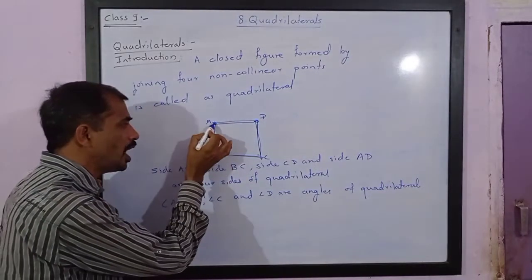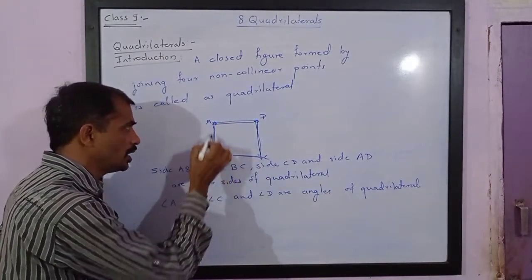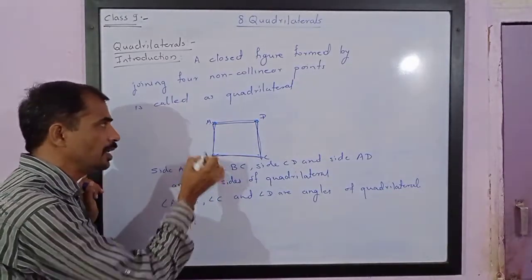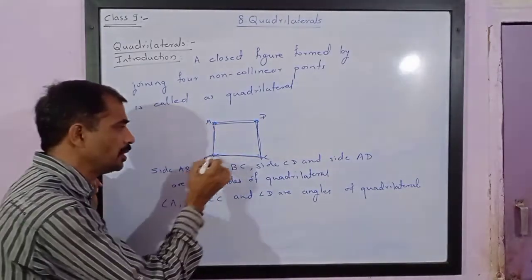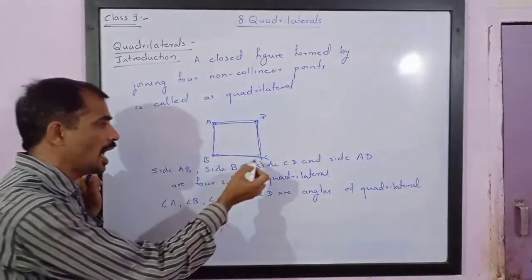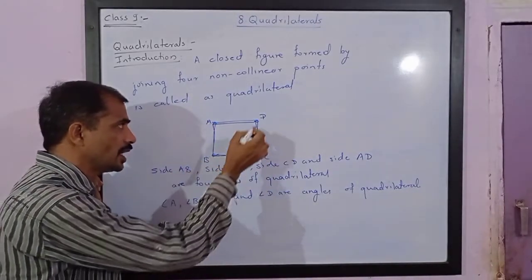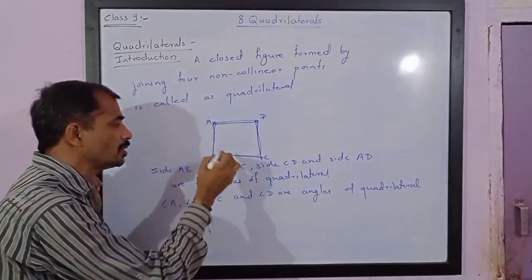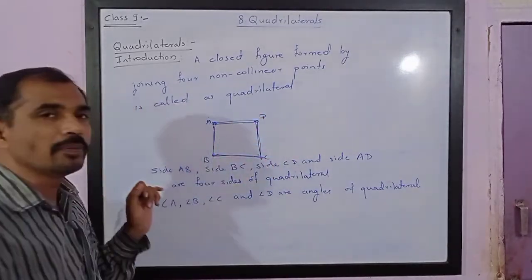Now, if you join the opposite angles, please note, these are adjacent angles. Angle A, angle B are adjacent angles. Angle B, angle C are adjacent angles, and these are opposite angles. That is, angle A, angle C are opposite angles. Angle B and angle D are opposite angles.